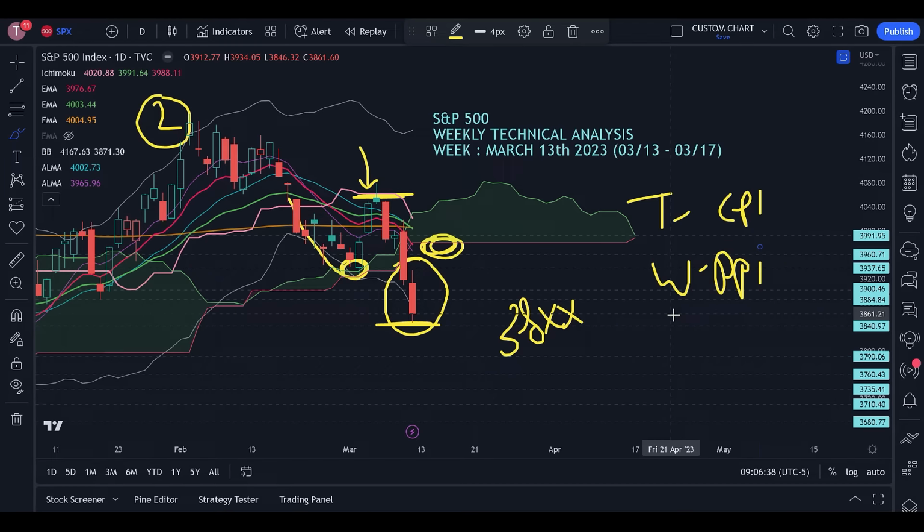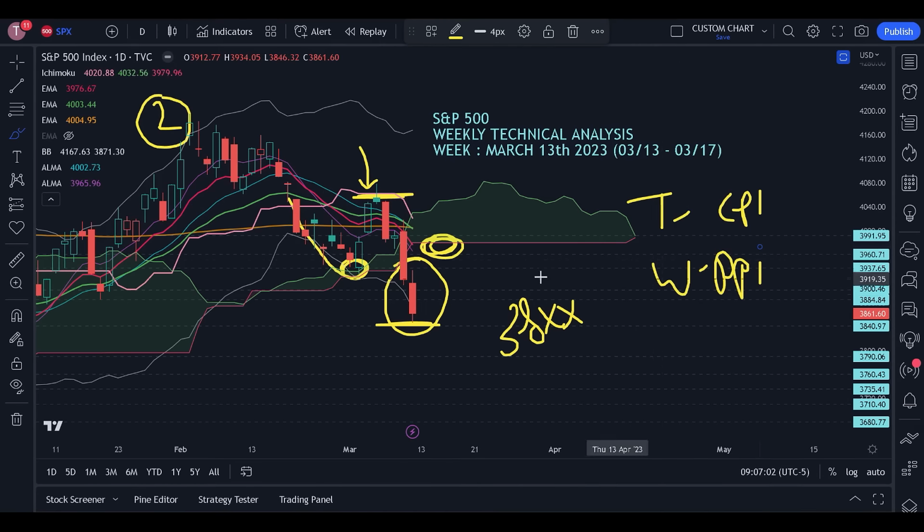PPI data, as I mentioned earlier in detail, is about what the third parties are paying on your behalf. So if the third parties are paying more on your behalf, this means that they will charge more from you. If they are charging more from you, this means that the prices are going to move up. When the prices are going to move up, this means the inflation will move up. Anyways, we are talking about the support and resistance levels.